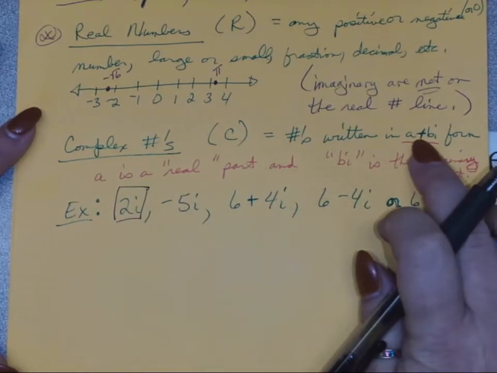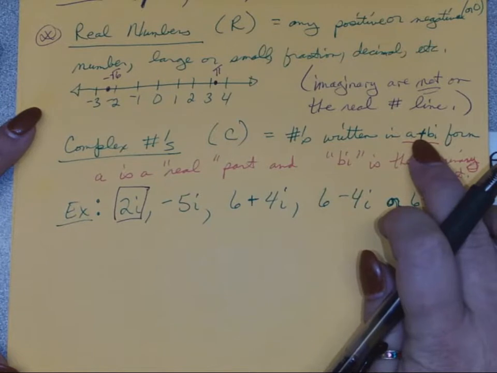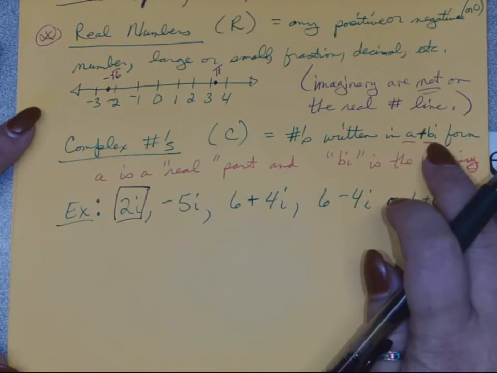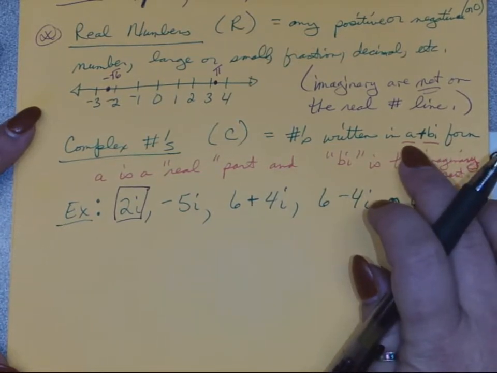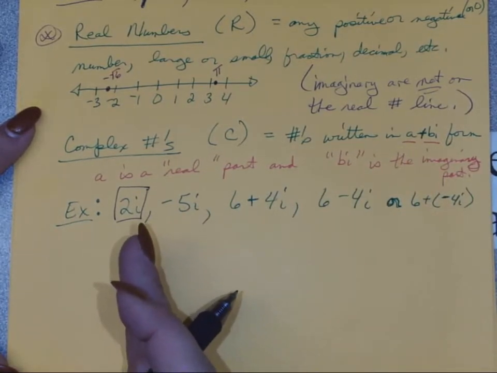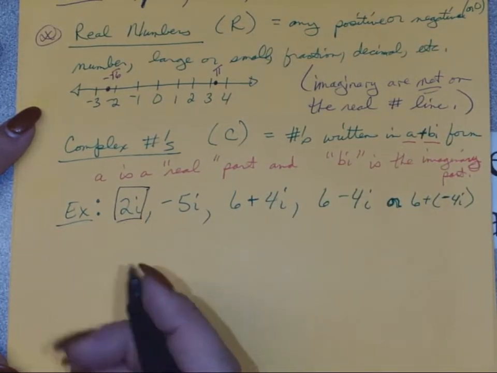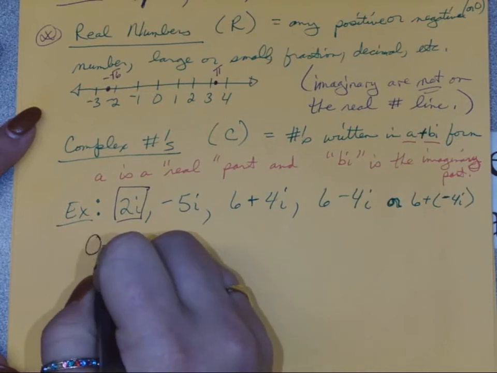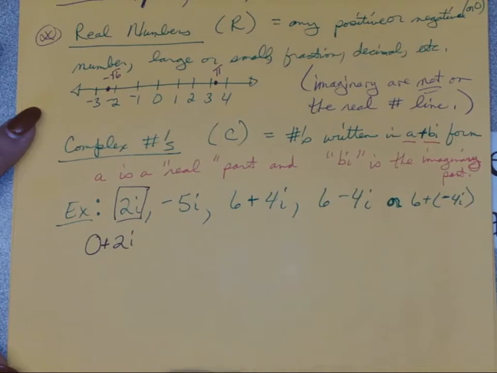However, that's not quite in that format, is it? That's just the imaginary part. So what's going on here with the A? Because it's supposed to have an A plus Bi format. It only has the Bi there, right? What's really happening is we have 0 plus 2i. Does everybody agree with that? That's equivalent to 2i.